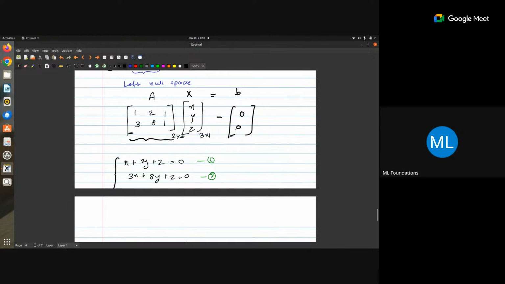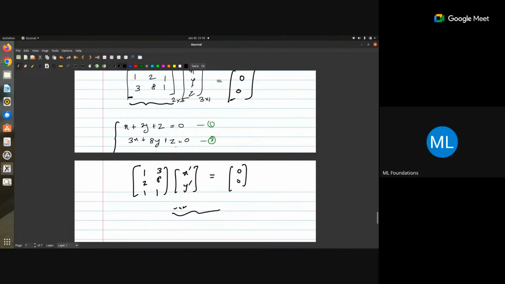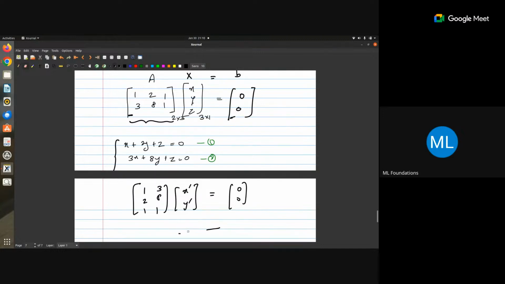So the left null space is nothing but us doing it differently. What we are doing is transposing A. Now what is the transpose of A here? It will be 1 3 2 1 2 8 8 1. But now, for the unknowns, let's say here it will be x prime, y prime. Will that be 3 or 2? 2, right? It cannot be 3. If I'm trying to find the solution for this, what will this be?